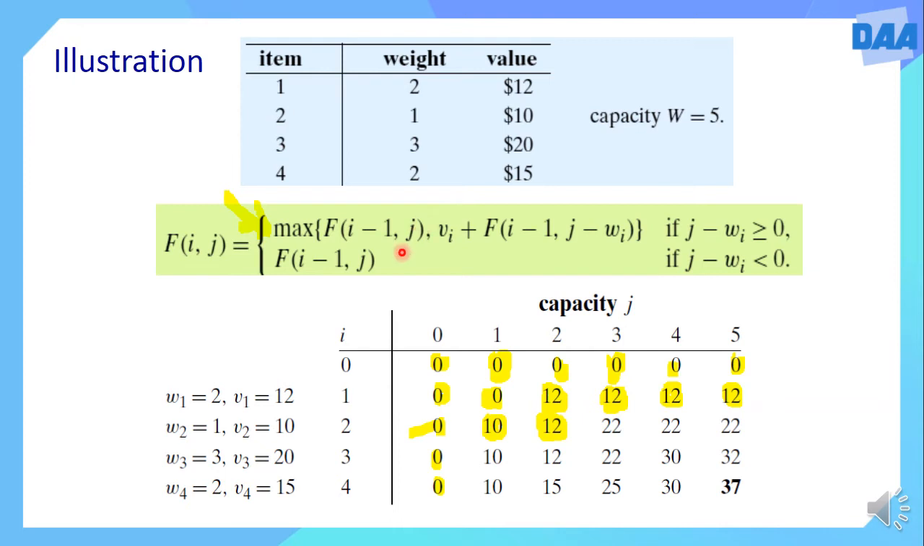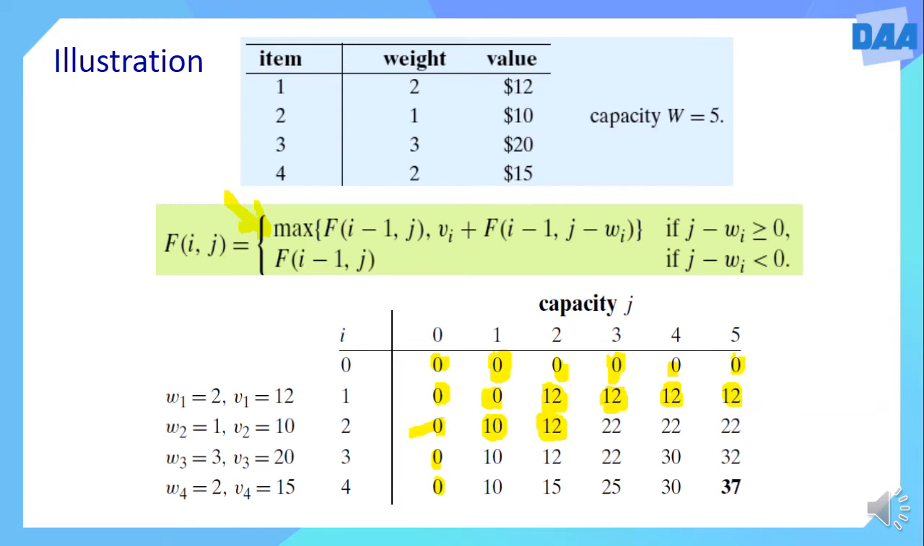So f of i minus 1, j is nothing but 12. Comma vi is nothing but 10 plus f of i minus 1, 2 minus 1. So 2 minus 1 is nothing but 1. It is nothing but this particular position. Sorry, f of i minus 1 comma j is 12. vi is 10 plus 0. So 12 comma 10. The maximum is 12.